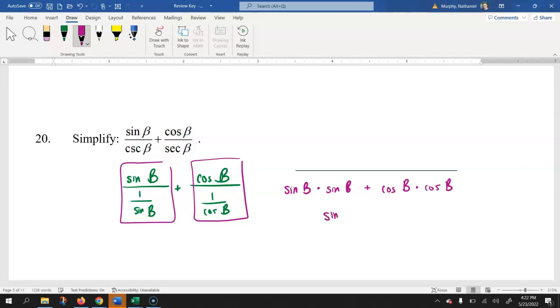So now this will be the same as sine squared beta plus cosine squared beta. And even though it's not the right order for our Pythagorean identity, which is cosine squared plus sine squared, if you want to change the order, you can. But remember, when you add, it doesn't matter. So this would just be 1. So that whole mess that we started out with in the beginning just simplifies to be just 1.